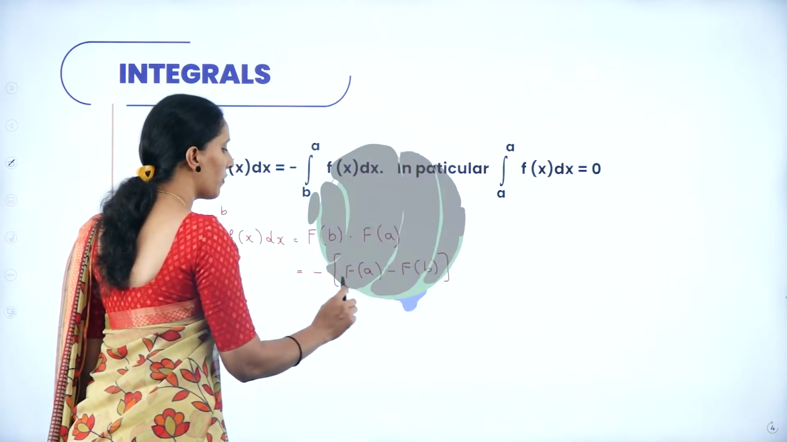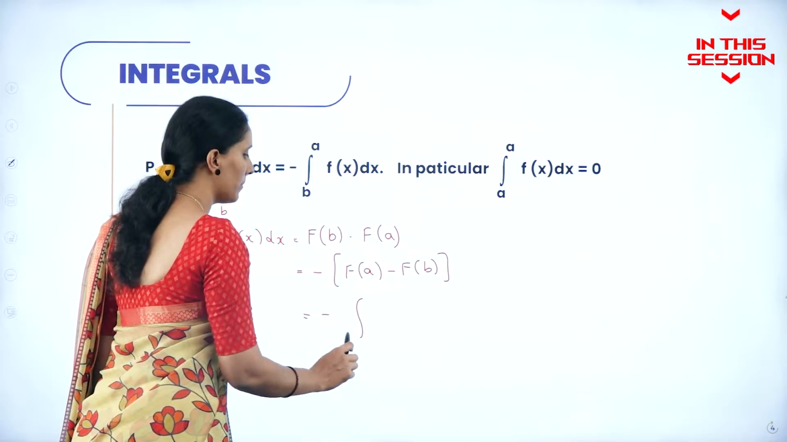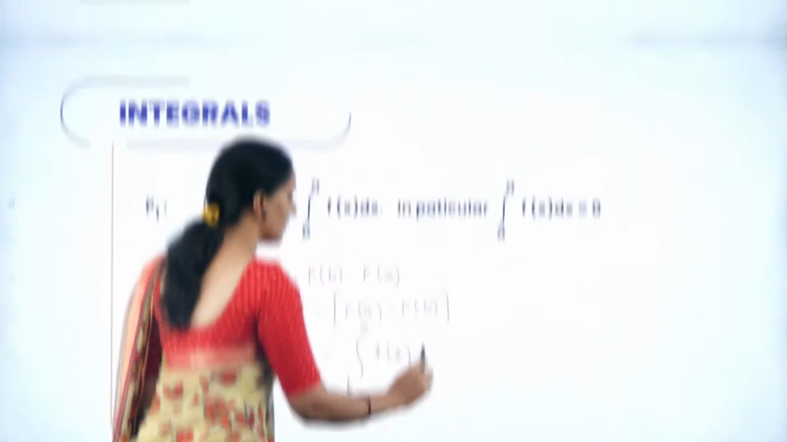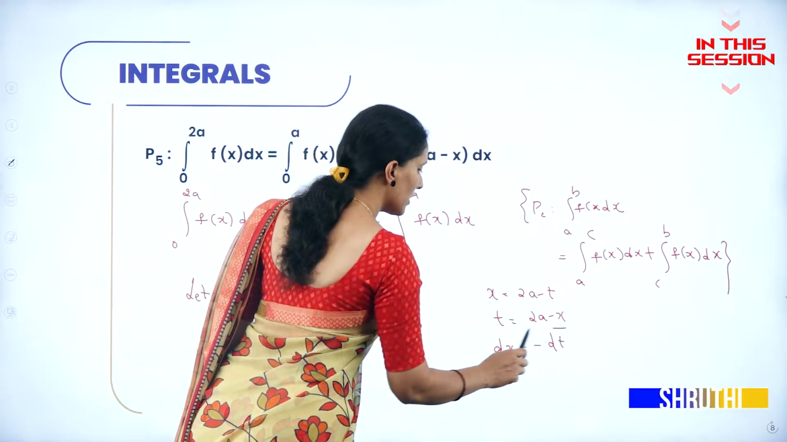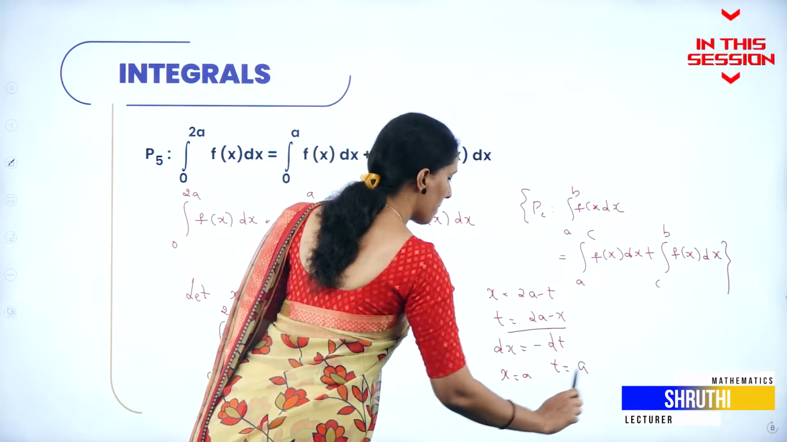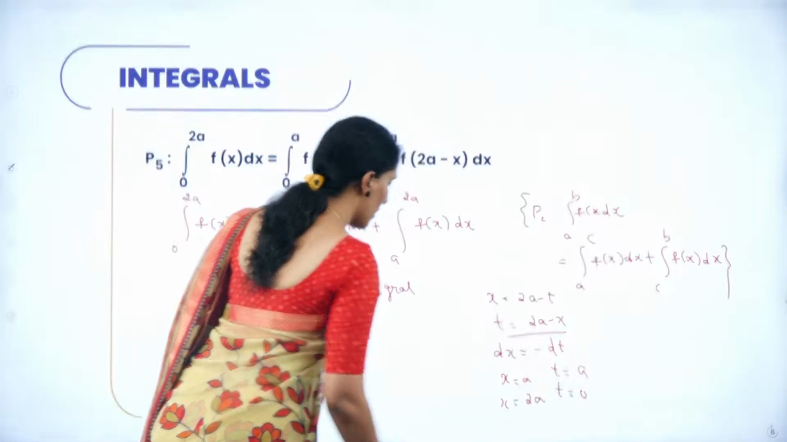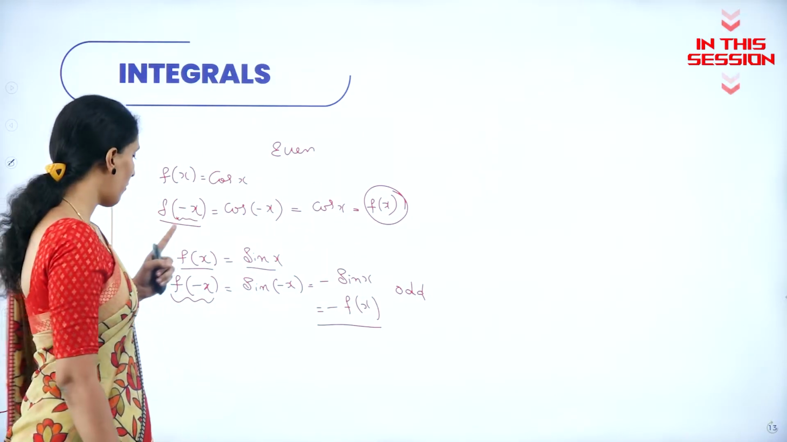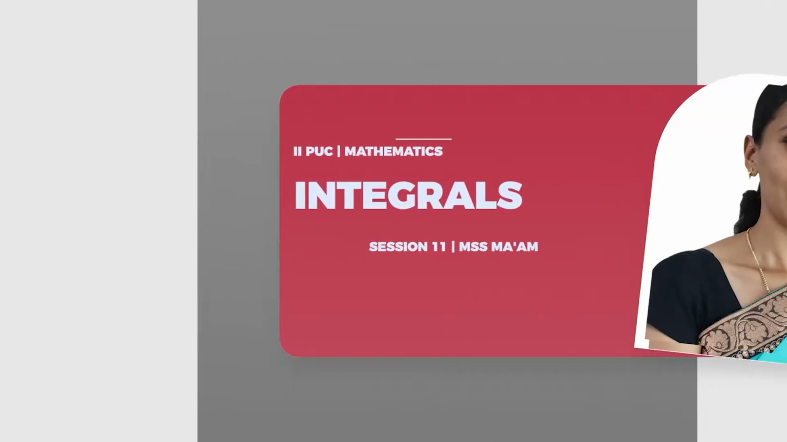If it is in the form of f of a minus f of b, then you can write this as integral from b to a f of x dx. I have the limits x is equal to a, x is equal to 2a. So using this result, if x is equal to a, then t is also a. If x is equal to 2a, then t is equal to 0. If f of minus x is f of x, then it is an even function. If f of minus x is minus f of x, then it is an odd function.